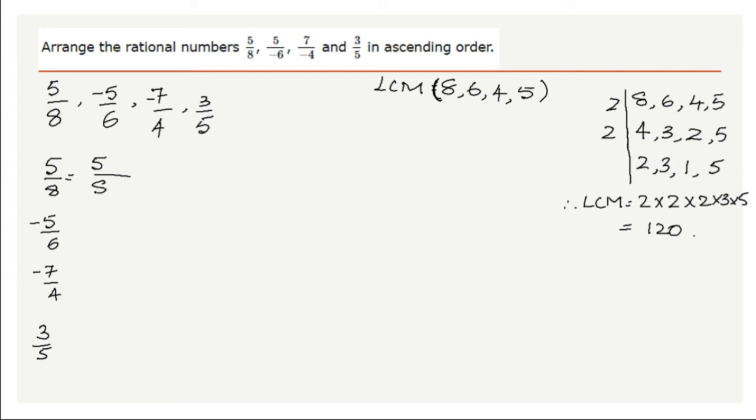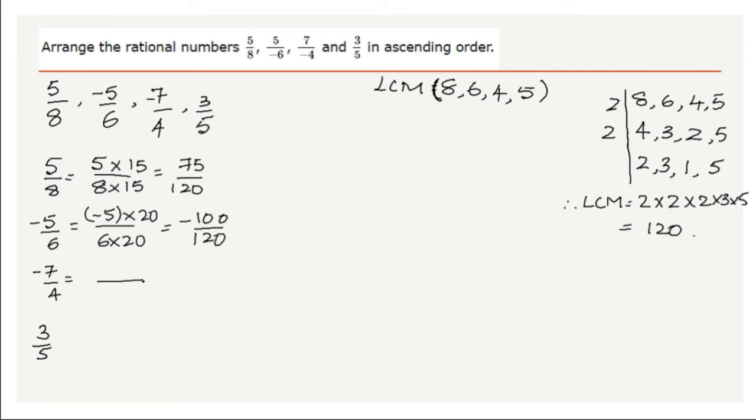Let me now express each one of these with a common denominator. Now 8 has to be multiplied by 15. So the numerator is to be multiplied by 15. 15 times 5 is 75. So 75 divided by 120. Now 6 has to be multiplied by 20. Hence minus 5 is to be multiplied by 20. We get negative 100 upon 120. Now 4 is to be multiplied by 30. Hence negative 7 is to be multiplied by 30. We get negative 210 upon 120.